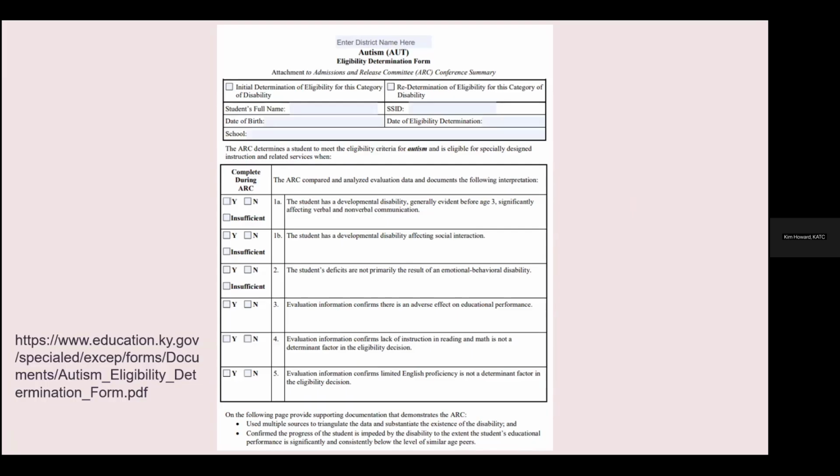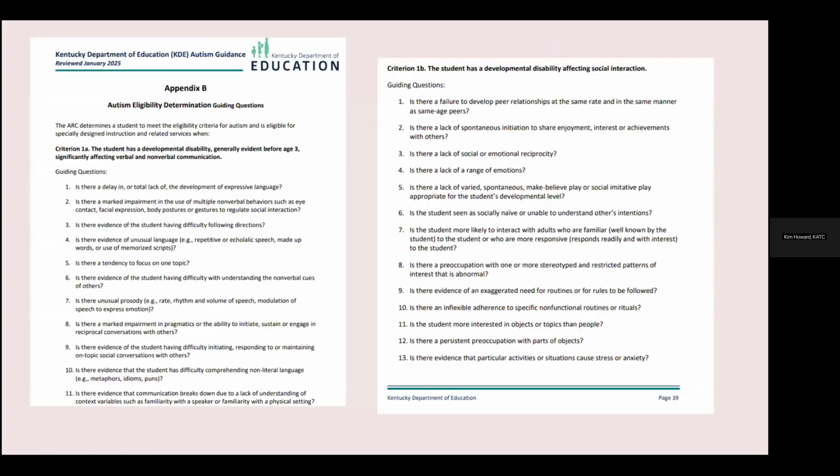So we'll walk further through that as we go, but this is a great form that if you are determining eligibility, you will absolutely see. And over the course of your evaluation, you're going to do some observations. You're going to do several determinations that will help you determine these factors. That will help you make some decisions on whether or not this is important.